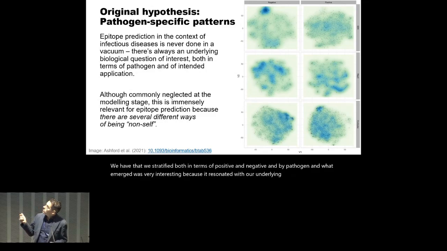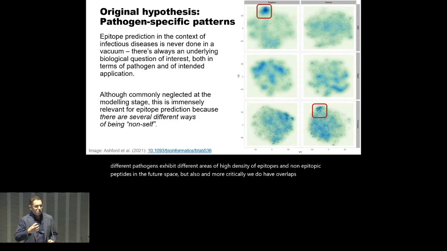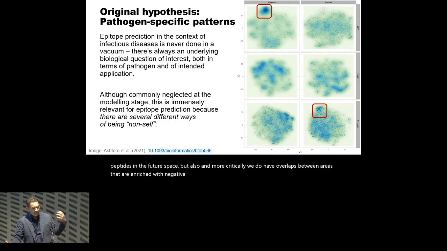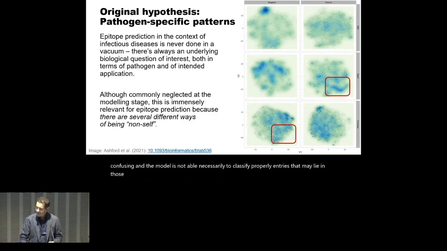Not only do different pathogens exhibit different areas of high density of epitopes and non-epitopic peptides in the feature space, but also, and more critically, we do have overlaps between areas that are enriched with negative entries for one pathogen and positive entries for another. And if you don't distinguish the pathogens, if you just train the model on the combined data, what ends up happening is that those regions become confusing and the model is not necessarily able to properly classify entries that may lie in those regions. So that is something that we aimed to address.